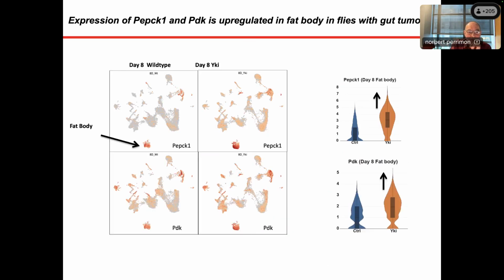Just to give you an example that we recently published, we found that in those flies which have gut tumors, we saw an increase in the expression of 2 different enzymes, PepsiK and PDK. Those are overexpressed in the fat body. They're usually expressed at some level in the fat body, but we can see a large increase in the flies with tumors.